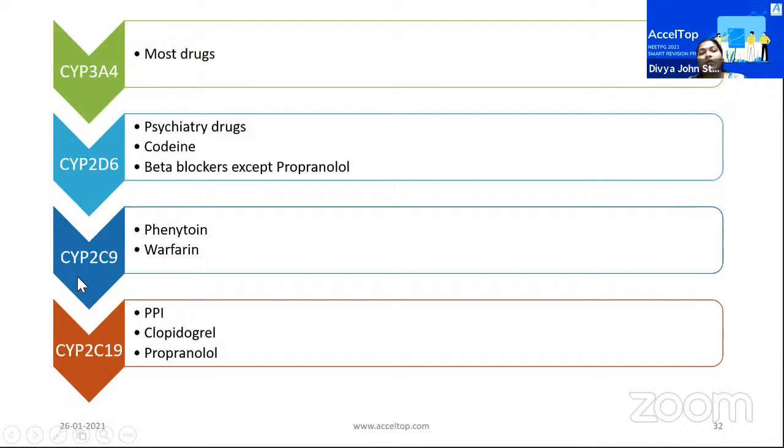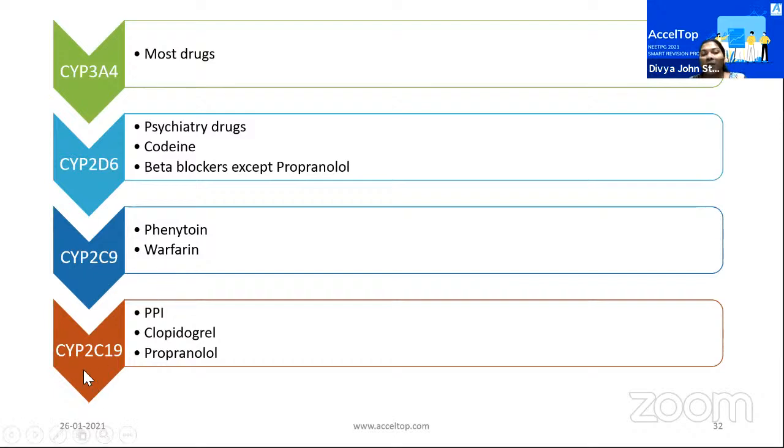Next, you have CYP2C9. CYP2C9 is important in the metabolism of phenytoin and warfarin. It is one of the important pharmacogenetic variables that has been documented in the package insert, or the person has to be subjected to testing. Whenever they are put on warfarin, they will look at the CYP2C9 pharmacogenetic profile as well. So that is an important pointer.